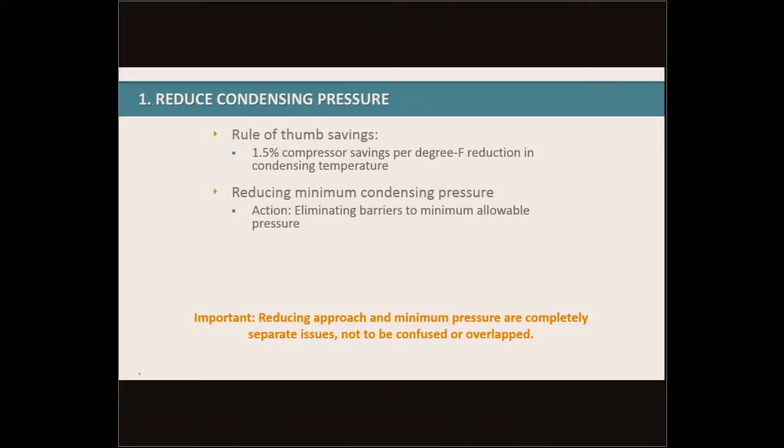Reducing our minimum condensing pressure set point, we need to eliminate the barriers to the minimum allowable pressure. And then we also need to take a look at the condenser approach, and that's the approach of pressure to the wet bulb temperature. Important to note that reducing approach and minimum pressure are completely separate issues, not to be confused or overlapped, and we'll go into both issues in the next few slides.